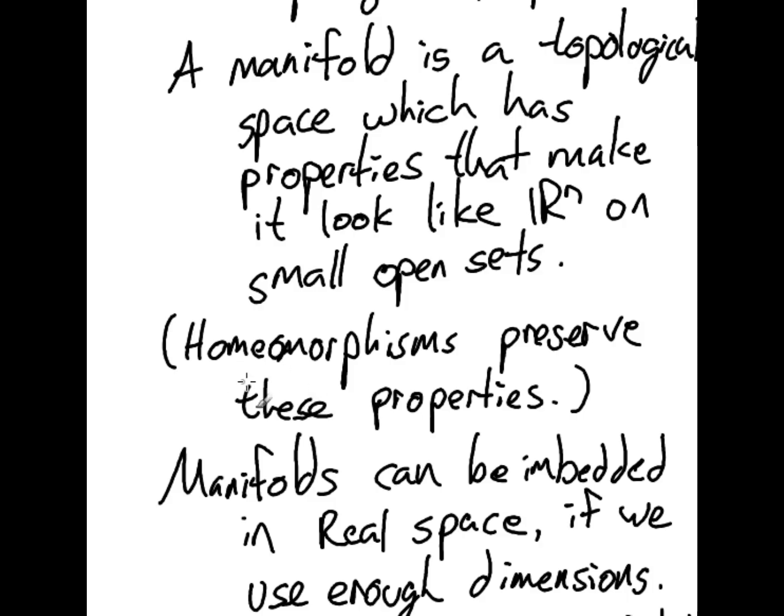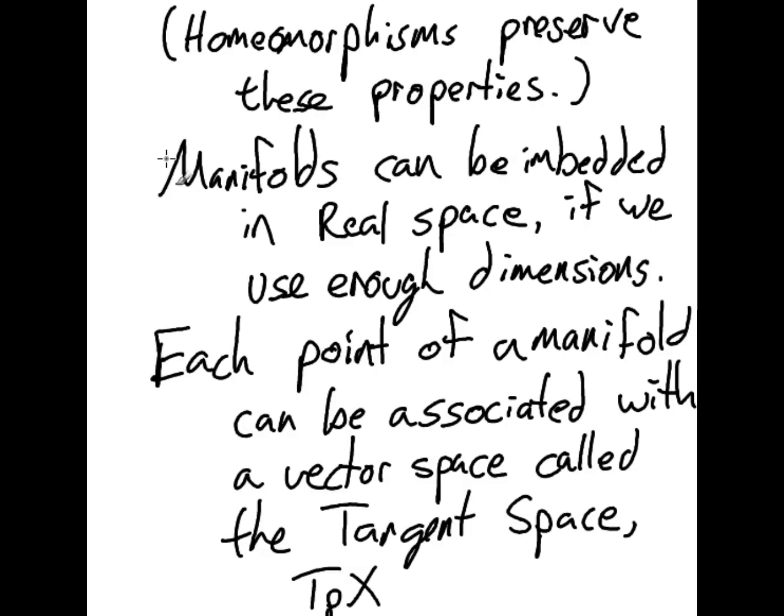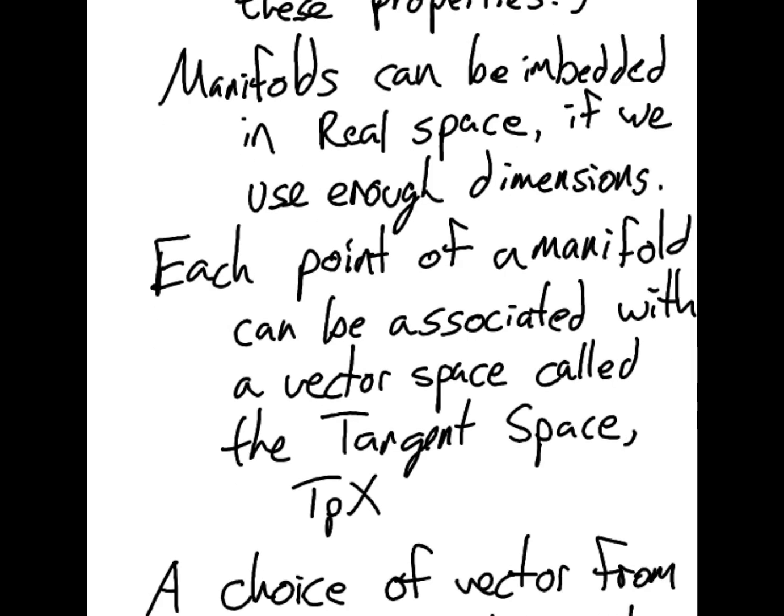Importantly, just to reemphasize this, homeomorphisms preserve the properties that we chose for a manifold. We only chose topological properties for how we defined a manifold. There are other properties of manifolds that are geometric in nature, but we didn't really work with any of those. Manifolds can be embedded in real space if we use enough dimensions. That's a nice property, and it can sometimes help us understand what we're actually working with when it comes to tangent spaces.